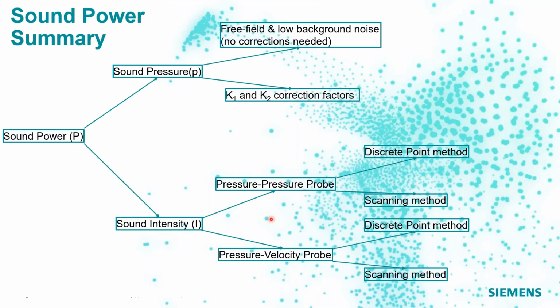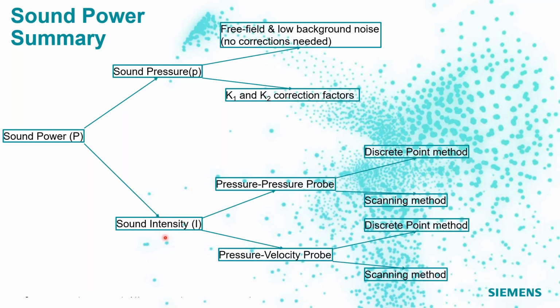This slide is a summary of what we discussed so far. As we said, you can compute sound power based on sound pressure or sound intensity. When you do the sound pressure method for sound power computation, if there is no influence of the free field and background noise, then no corrections need to be applied. But if there is a lot of background noise and the environment is not ideal, then you have to apply these K1 and K2 correction factors.